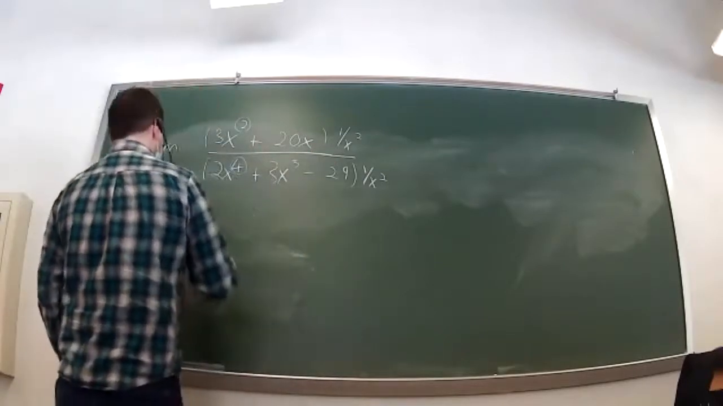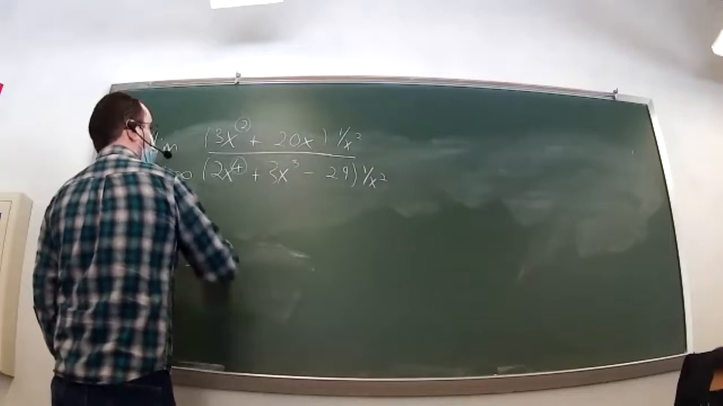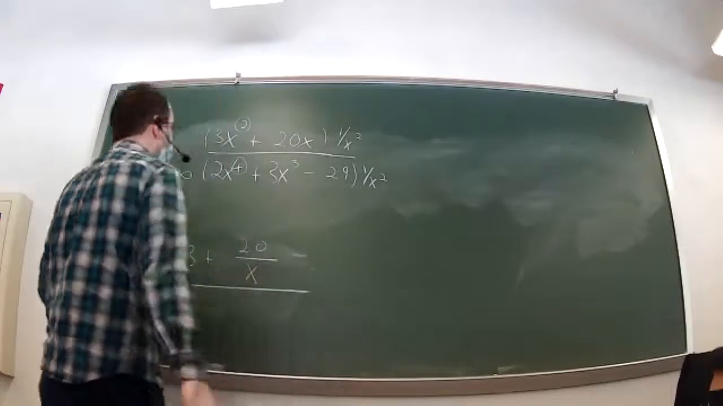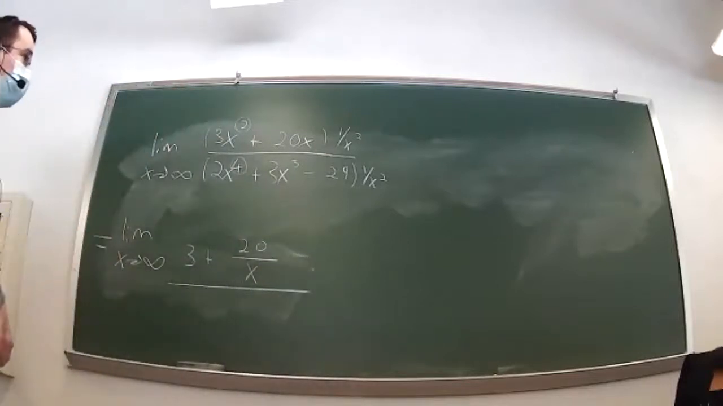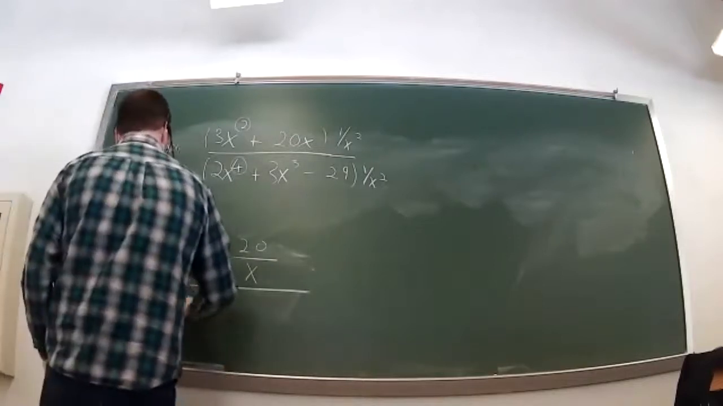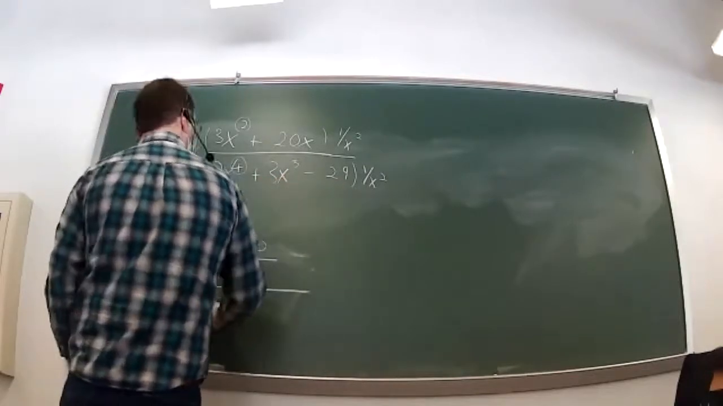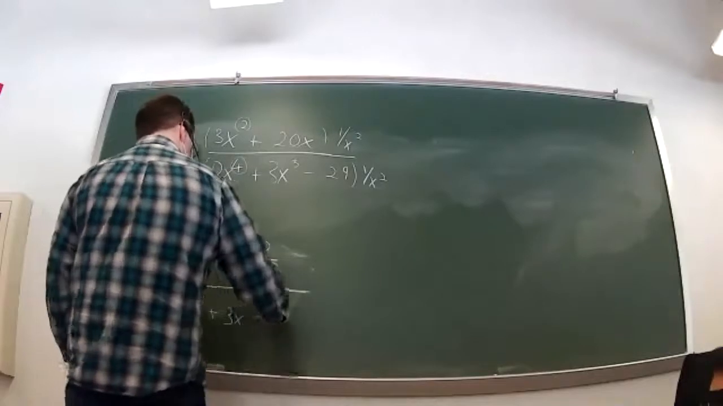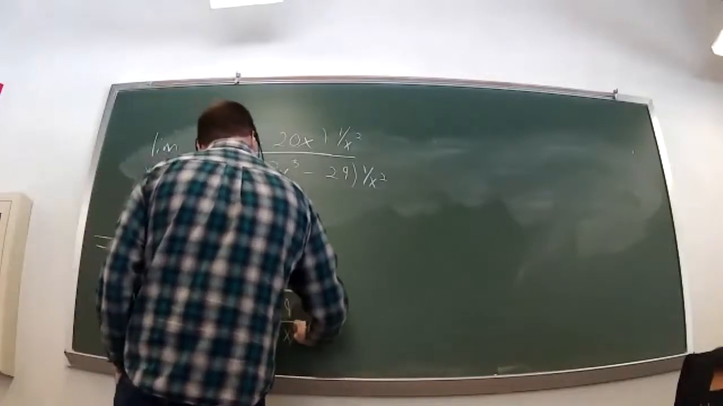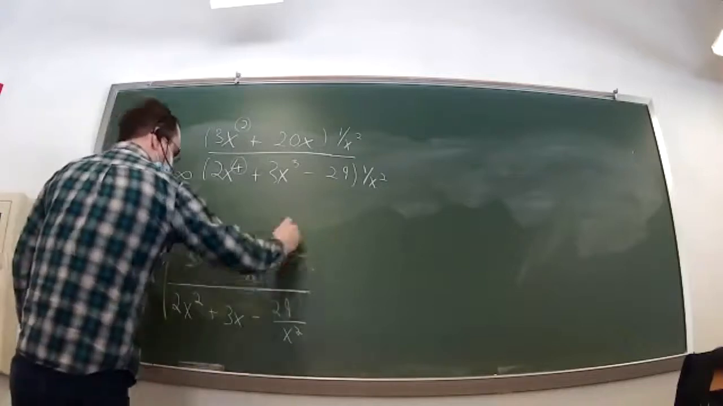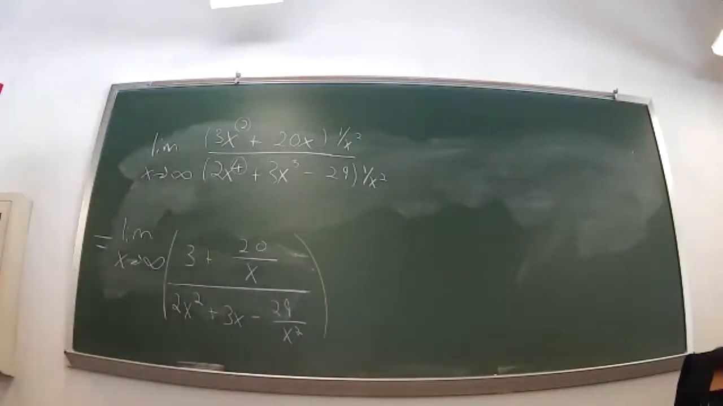Multiplying everything through by 1 over x squared gives me 3 plus 20 over x on the numerator. And on the denominator, multiplying everything through by 1 over x squared gives me 2x squared plus 3x cubed over x squared, that's 3x, minus 29 over x squared. And now I'm trying to find the limit of this as x goes to infinity.